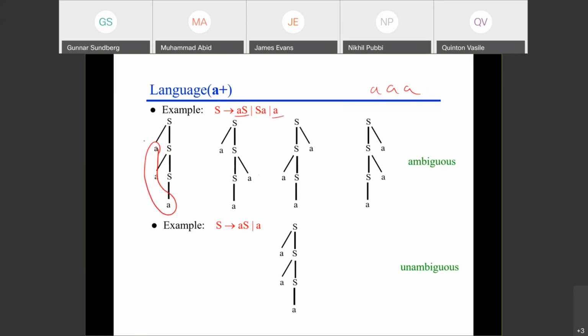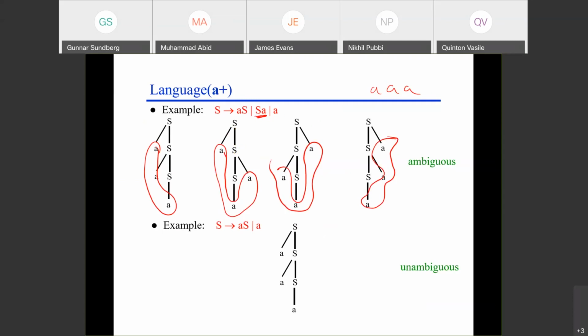I can use this grammar the other way also. I use S can be aS, and then S can be Sa, this one. And then S can be a. And if you see that, I have three a's there. I have three a's here. I have three a's here. So there are four ways to generate the same word, four different production derivation methods, four different parse trees.